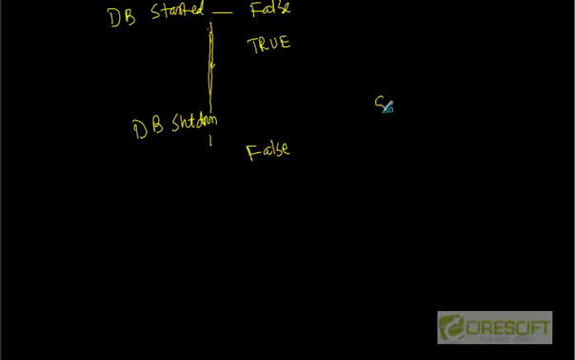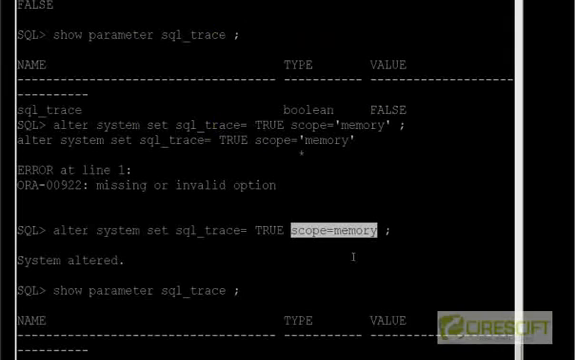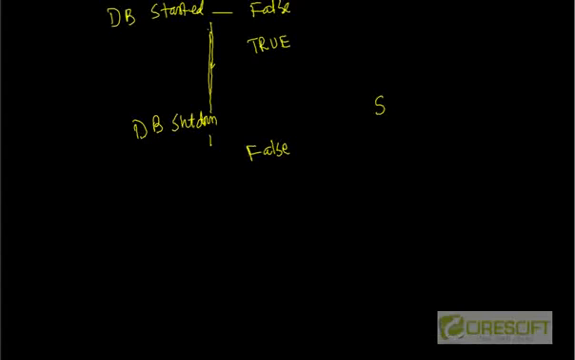However, if instead of scope memory I do scope equal to SPFILE, in that case I'm essentially storing the value of true for SQL trace in my SPFILE. That means it is still false right now. Next time I shut down and restart the database, the database is going to start with the value true. So SQL trace is going to be set to true.